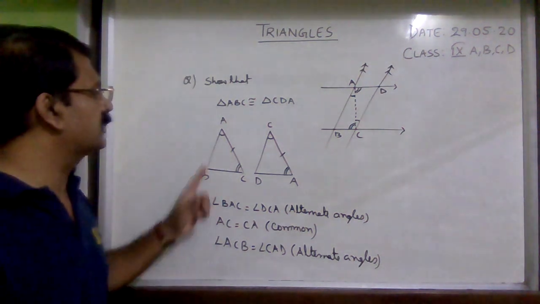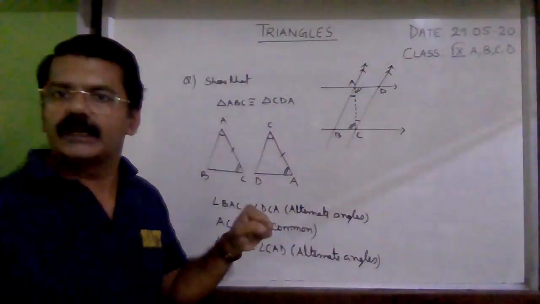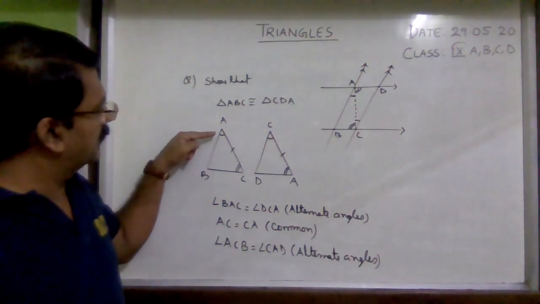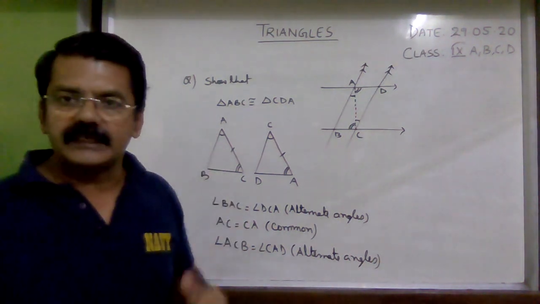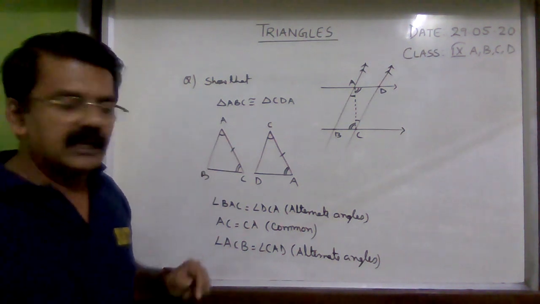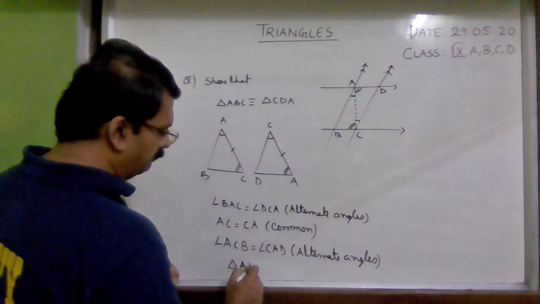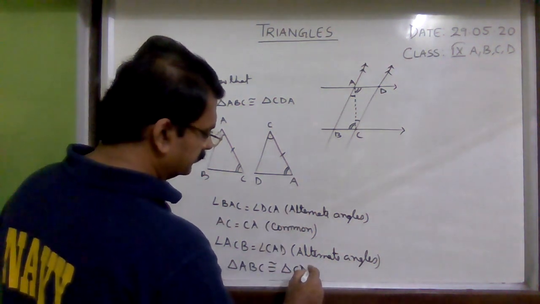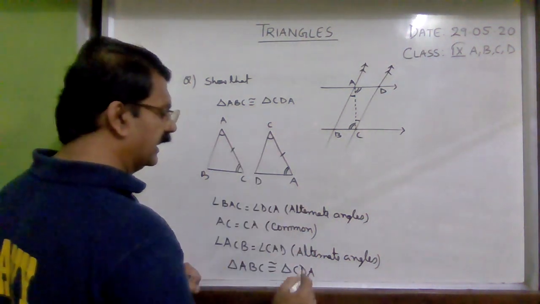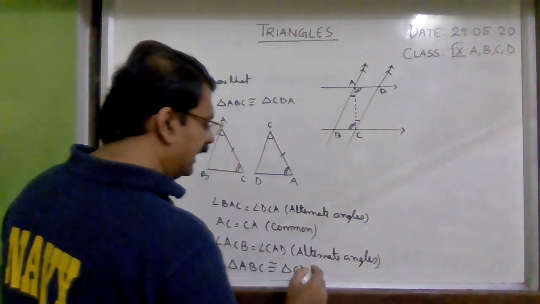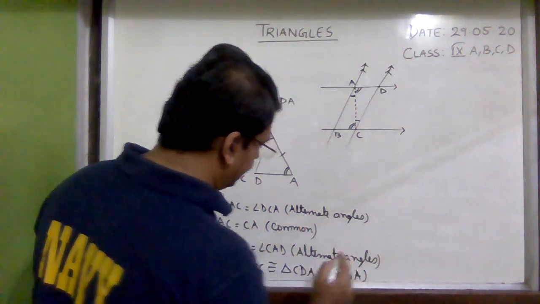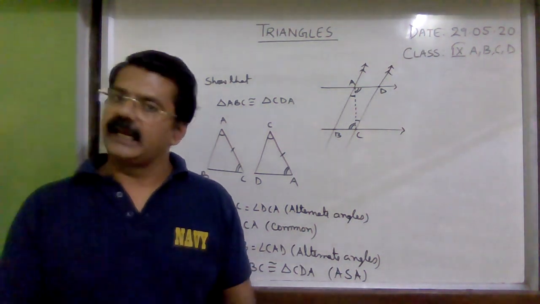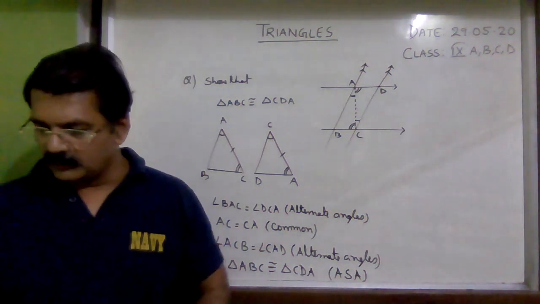Now you see in these two triangles we have one side equal and two angles equal. So we can apply angle side angle. The criteria of congruency that we are going to use here will be angle side angle. So triangle ABC is congruent to triangle CDA due to angle side angle, ASA congruency. And that is what we had to prove, that triangle ABC is congruent to triangle CDA by ASA congruency. Clear? Now we will do the next example.